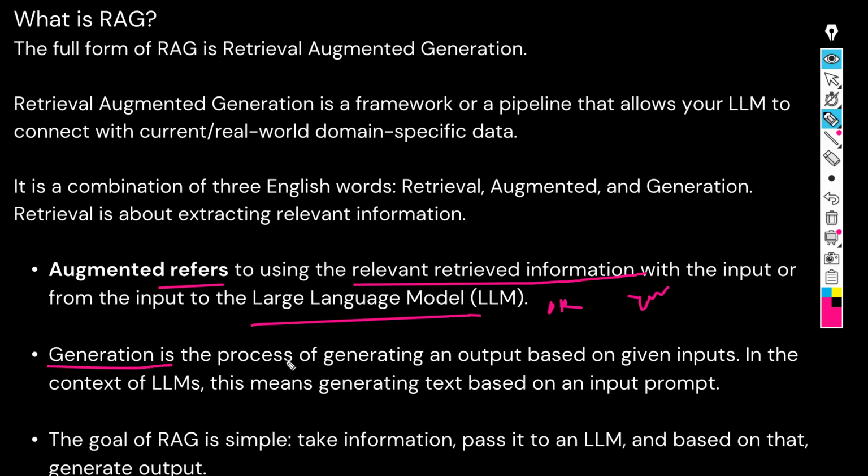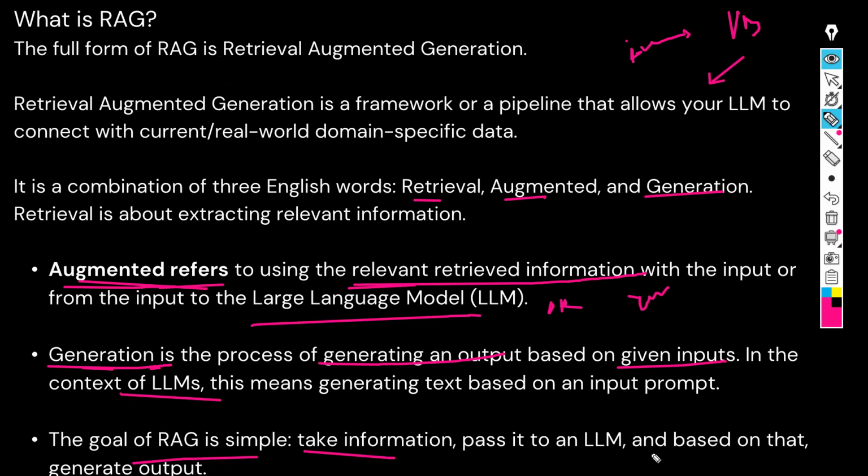Generation is the process of generating output based on the given input. For example, if you give an input like what is AI, then augmented refers to adding relevant content from your database, like a vector database, searching it, and then generating with the help of generation. So retrieval, augmented, and generation, where we generate the text based on the LLM models. The goal of RAG is simple: take information, pass it into an LLM, and based on that generate an output. So this is the basic overall concept of RAG.